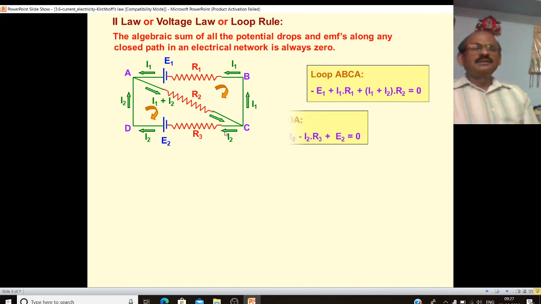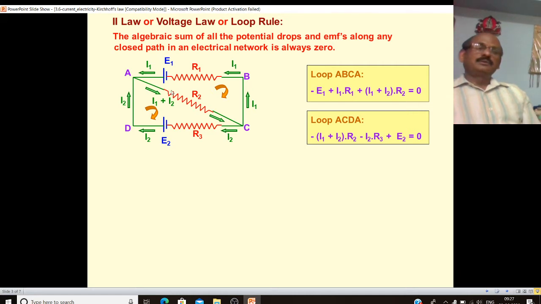Similarly, in the loop ACDA, now we are moving from A to C, in the direction of current, so it will be minus I1 plus I2 into R2. Now C to D, so again minus I2 R3. Here we cross from negative to positive, so it will be positive, plus E2 equal to 0. So that is the way.